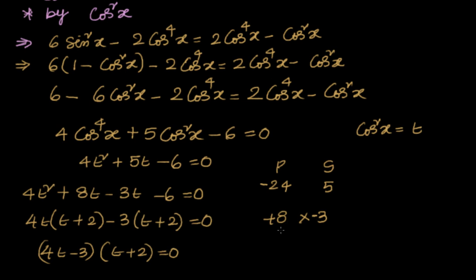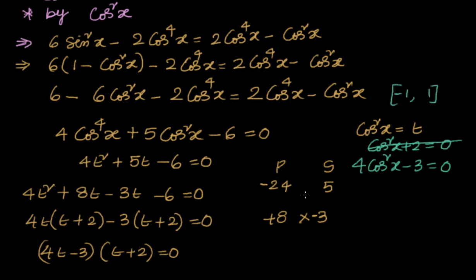Now let's substitute our cos square x back. What I will have is 4 cos square x minus 3 equal to 0. That is one solution. Another solution is cos square x plus 2 equal to 0, which I will cancel because cos square x is minus 2, which is not possible because the cos range is minus 1 to 1. So this is ruled out.